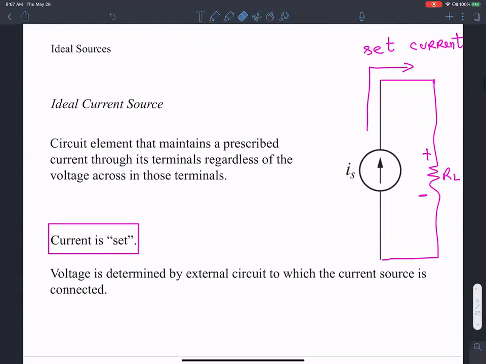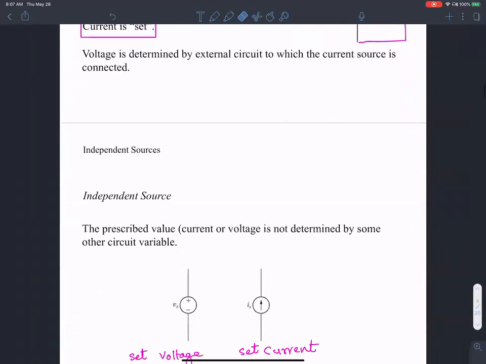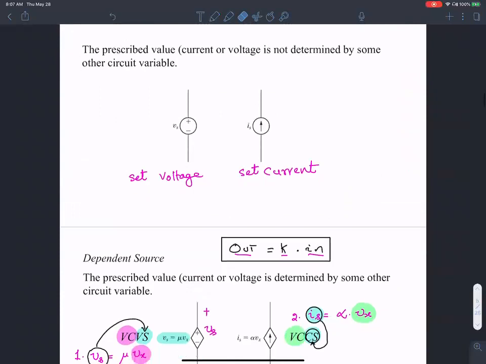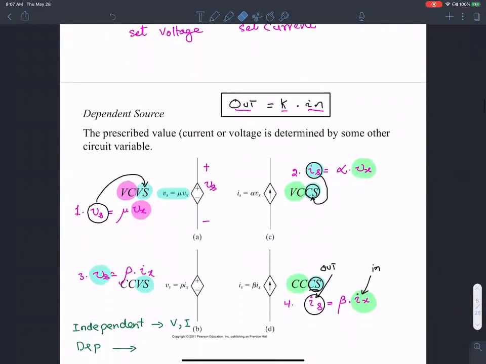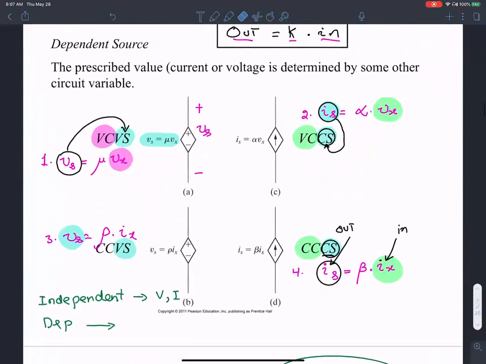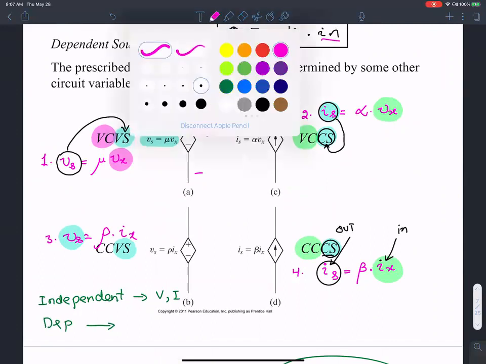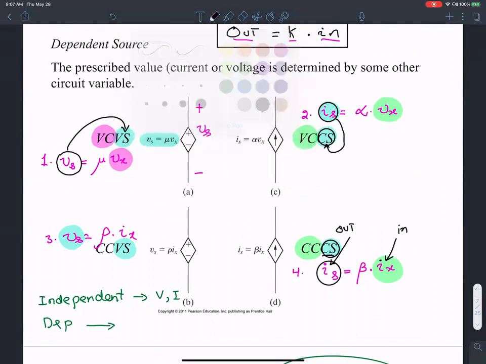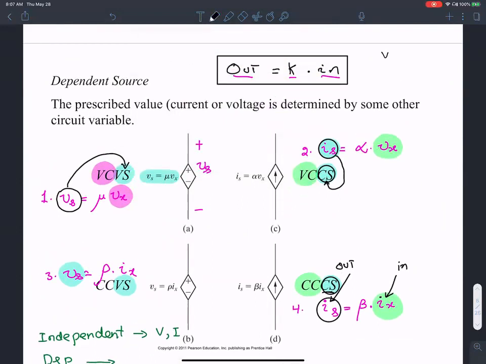Okay, all of this we discussed in the last class. We looked at current sources and voltage sources, and then we went into the idea of dependent sources. There can be 4 types of dependent sources: voltage controlled voltage source, current controlled voltage source, voltage controlled current source, and current controlled current source.